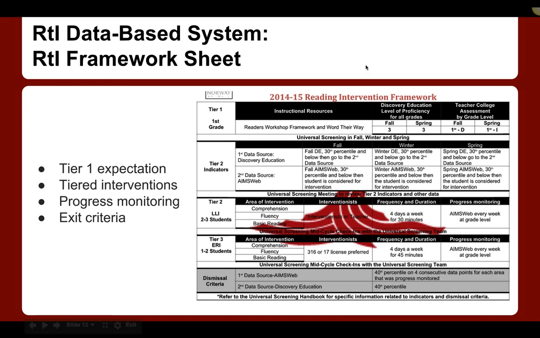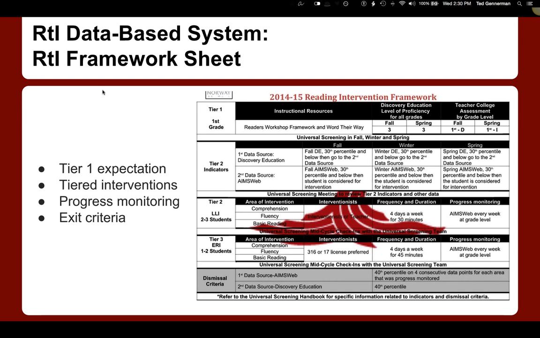So you can look here on the slide, or you can view it on the website, but this is an example of our reading intervention framework sheet. We have created the framework sheets for reading and math for each grade level. What you'll notice here is that we have specific areas for Tier 1, and we talk about the universal instructional resource, as well as currently right now in 1 through 8 we're using Discovery Ed, so that level of proficiency that we're looking for. And then we have the universal screening process that we now have in place.